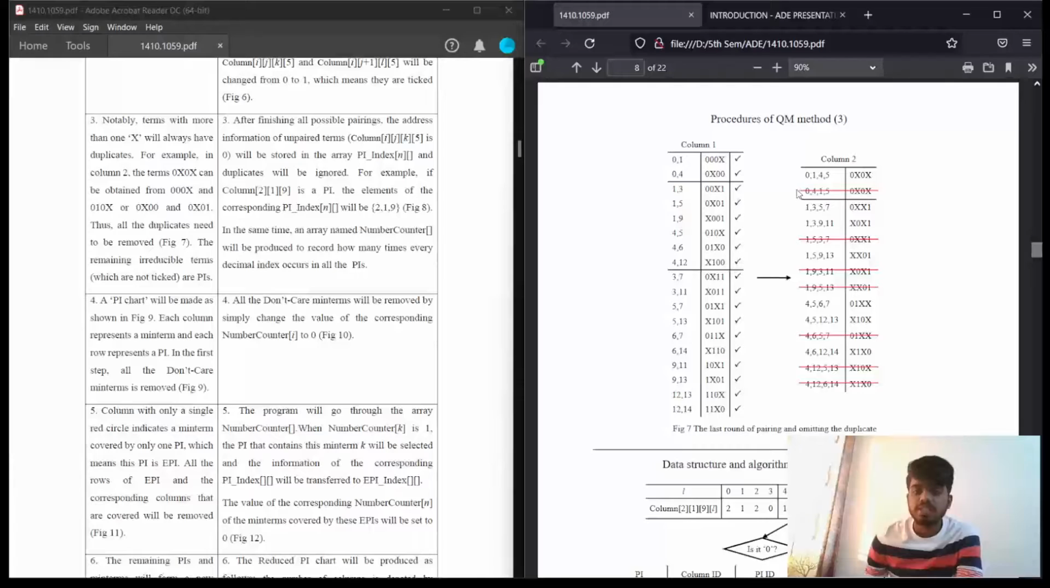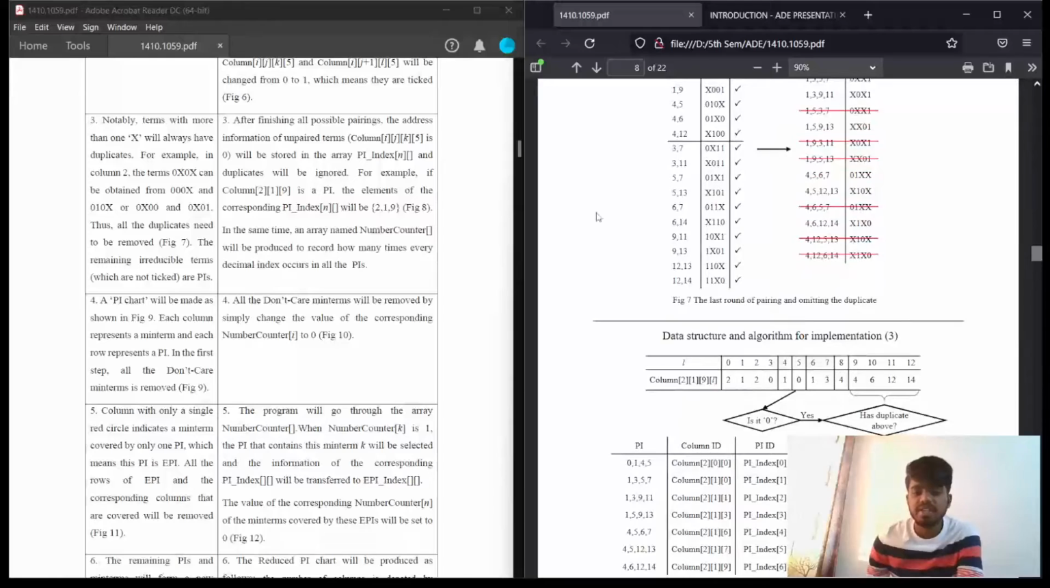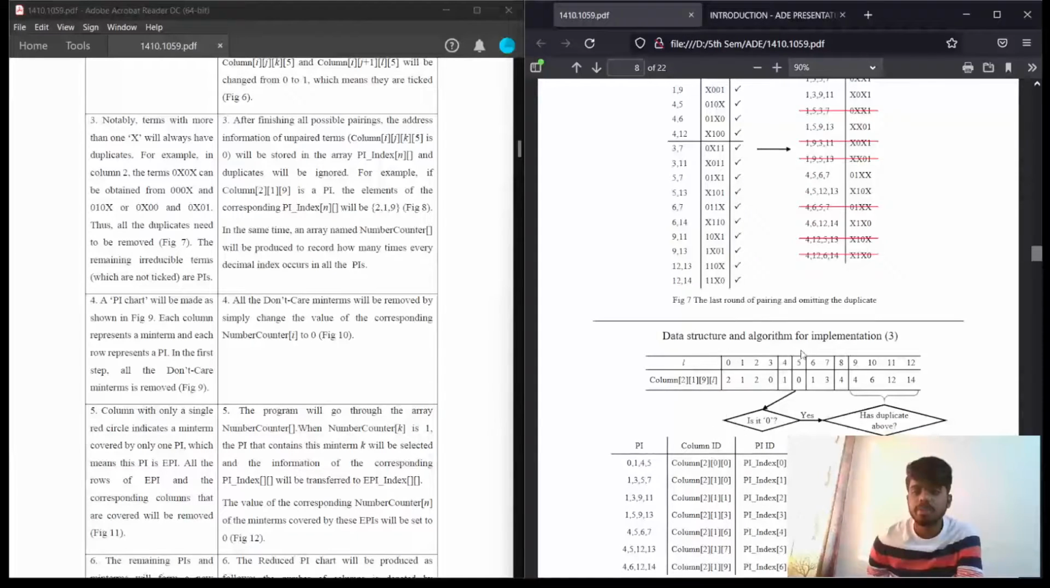The next part is very simple. In the same way, it checks for duplicates in all the different groups. All these other terms it keeps, not ignoring them, and whatever is finally left is transferred into an array called the prime implicant index, given in the next column. So all these things are transferred into the prime implicant index.